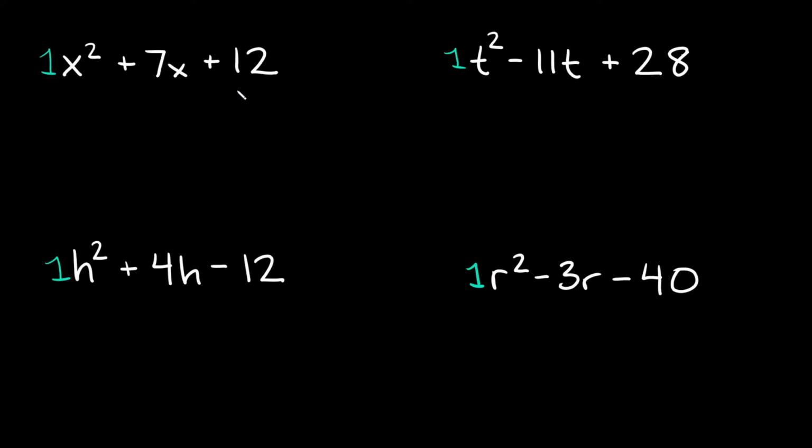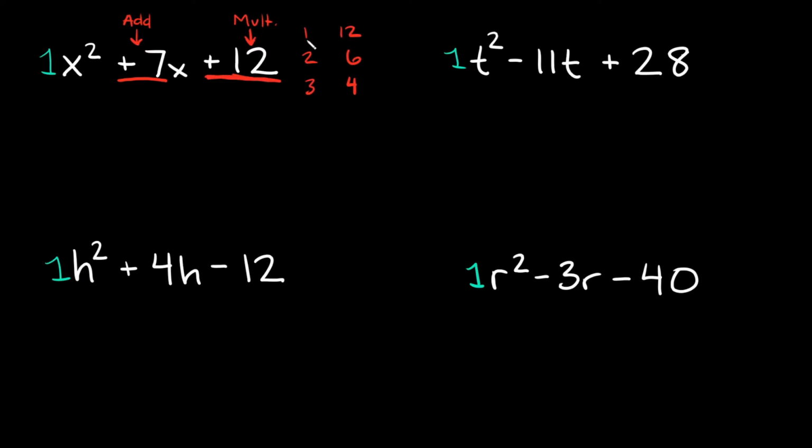Here we have x squared plus 7x plus 12. First of all, you need to find two numbers that multiply to this number at the end, positive 12. The other thing those numbers have to do is add up to this middle number, positive 7. But you always want to start with your multiplication. So let's find two numbers that multiply to positive 12. That would be 1 and 12, 2 times 6, and 3 times 4. And that's it. Those are all the numbers we can multiply together to get positive 12.